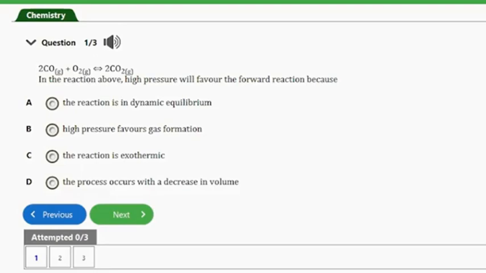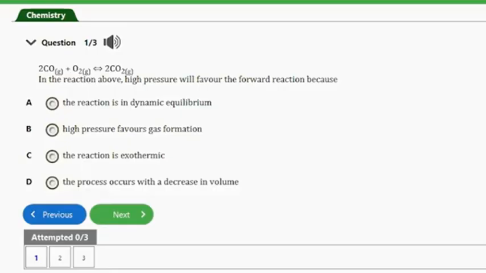It says, in the reaction above, high pressure will favor the forward reaction because: A. The reaction is in dynamic equilibrium. B. High pressure favors gas formation. C. The reaction is exothermic. D. The process occurs with a decrease in volume.